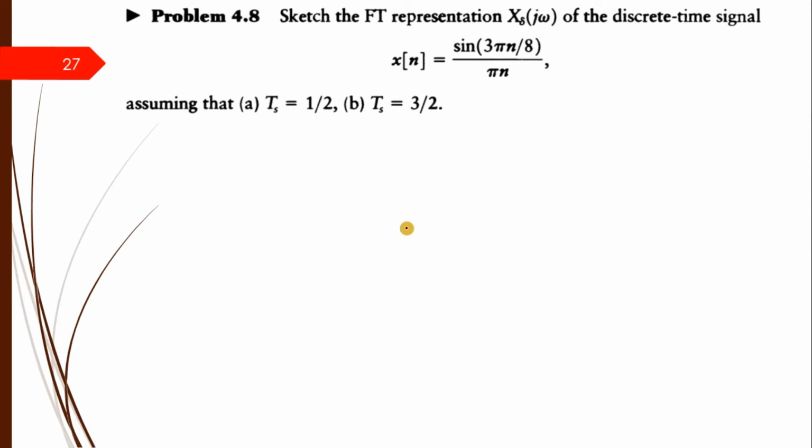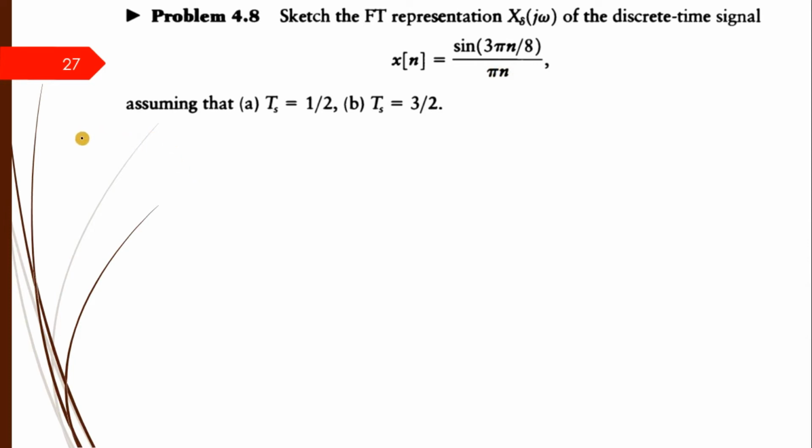The next problem is to sketch the representation X delta of j omega of the discrete time signal x of n. Some x of n signal is given here. For that, you are supposed to sketch the waveform. Let me tell you that I had solved this earlier. This resembles the sinc function. You know that whenever a rectangular pulse is Fourier transformed, it will result in a sinc function. And similarly vice versa, whenever your input is a sinc function, your output will be the rectangular pulse.